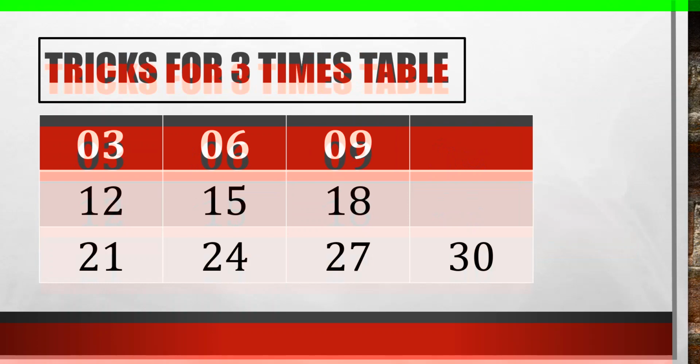Then next one, the trick for the 3 times table. Here write down the 3. 3 plus 3, 6. 6 plus 3, 9. 9 plus 3, 12. 12 plus 3, 15. 15 plus 3, 18. You can add the numbers like 3 times. Plus 3, 21. Plus 3, 24. Plus 3, 27. And the last one, 30.